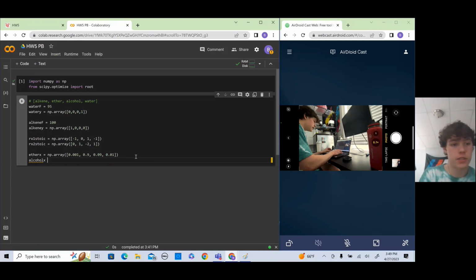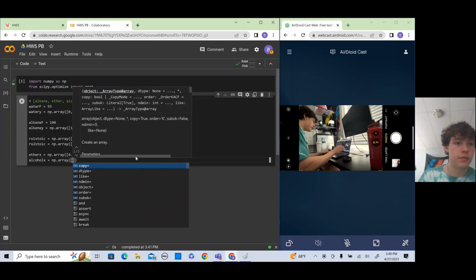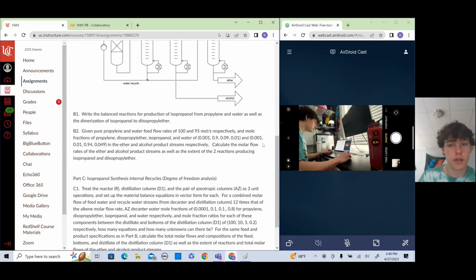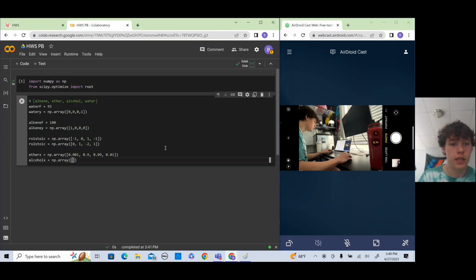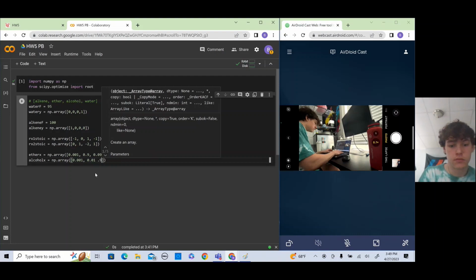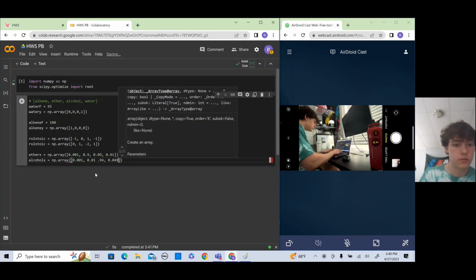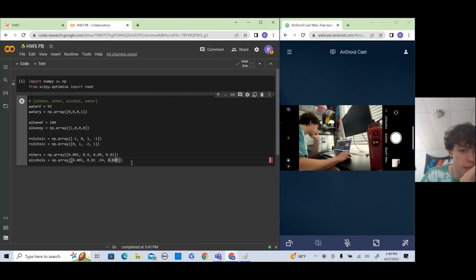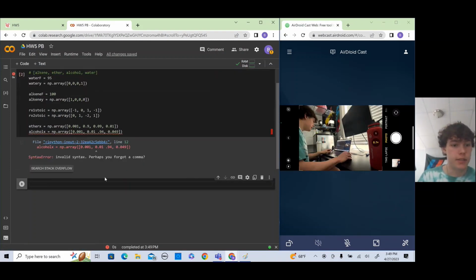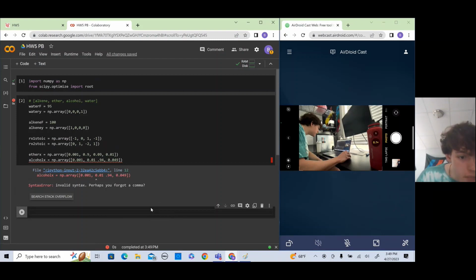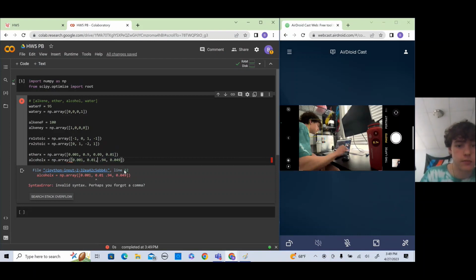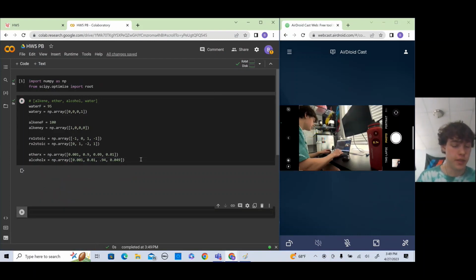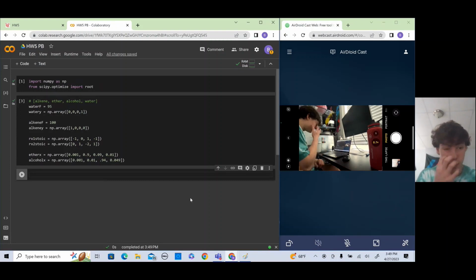And then we have our alcohol X, which is our NP array. And then what values was this one? 1, 1, 94, 49. That looks right. And that should be all of our givens. And now we can create our function here.